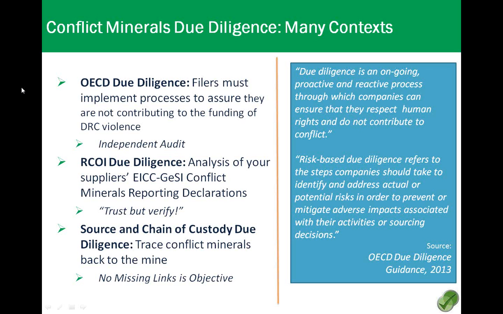There are three primary ways that due diligence is incorporated in the process. The first is OECD due diligence, which requires filers to implement processes to ensure they are not contributing to the funding of DRC violence. The second is RCOI due diligence, which is the process of verifying that your supplier's EICC-GeSI conflict minerals reporting declarations were properly and accurately constructed. The third is source and chain of custody due diligence, which ensures that the ownership track back to the mine is not broken.